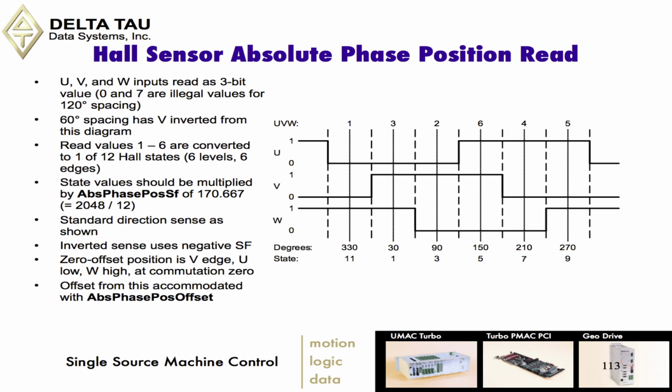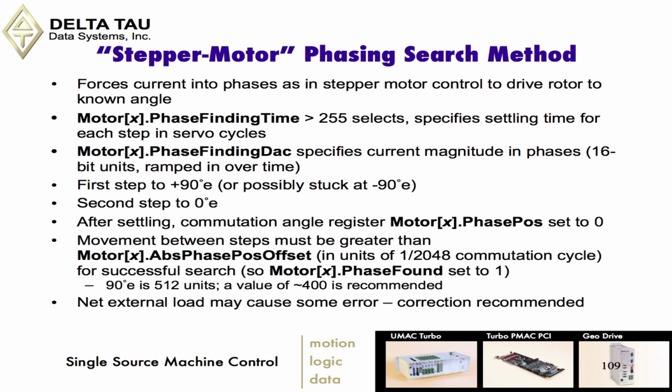And I must have missed the stepper method. Oh, stepper motor phase search method. I must have walked right past that. There's the stepper motor phase position method, which actually steps through each of the different commutation cycle positions in the motor, and then it locks on to a phase 0 and then sets the phase position register to 0. In fact, I did talk about this. I just didn't mention that this was the stepper motor phase position search method.